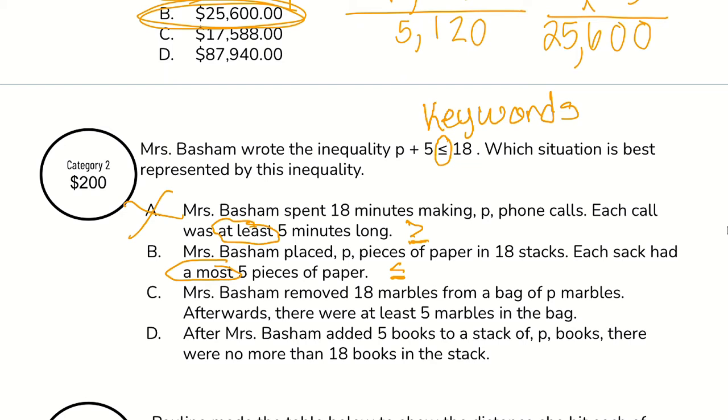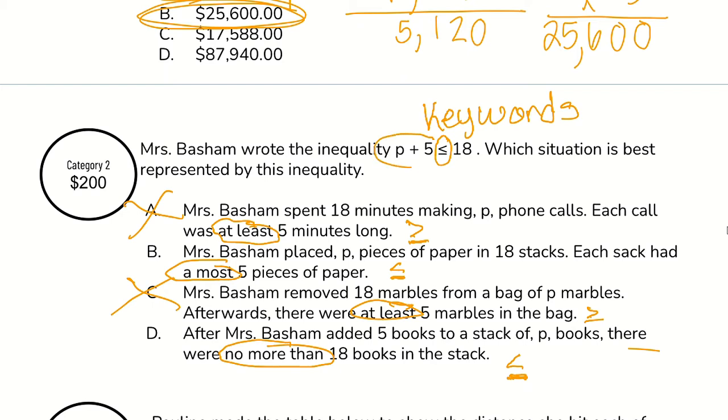Mrs. Basham removed Q marbles from a bag of P marbles. Afterwards, there were at least. I already know that one's greater than or equal to. Mrs. Basham had blah, blah, blah, no more than. Okay, Mama sent you to the store and said you can spend no more than $18. So no more than also means less than or equal to. Look, just by knowing our keywords, we marked out 2 answers. So I haven't done any math. All I did was match up keywords. So now let's go and look.